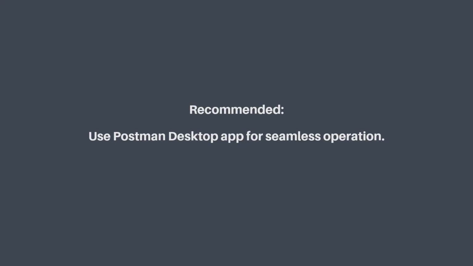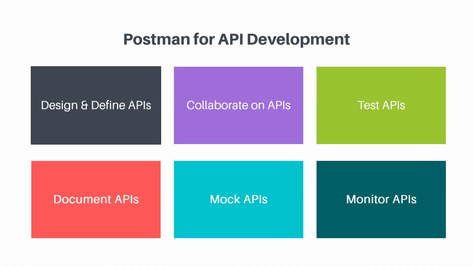Among these two, I strongly recommend you to use the Postman desktop application for seamless operation. Once you use this, you are not going to face any issues that arise because of authorization issues. Some of the main use cases of Postman with respect to API development involve designing and defining the APIs, collaborating on the API development process, testing the APIs, documenting the APIs that have been defined before, mocking the API capabilities so that you can go ahead with developing the front-end part, and finally monitoring the APIs that have been developed in your specific projects.